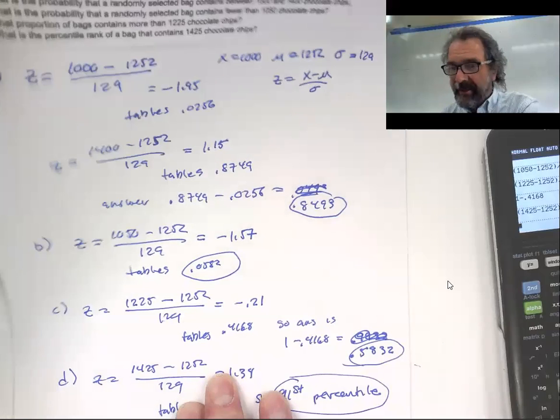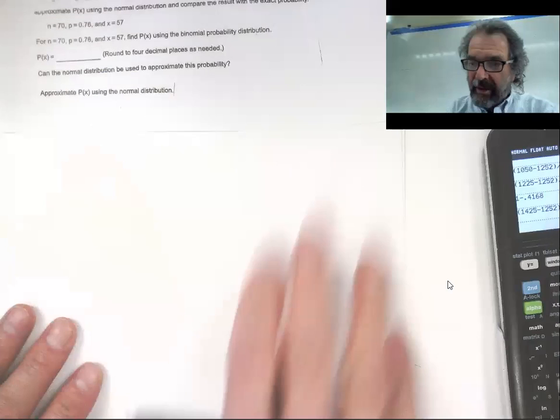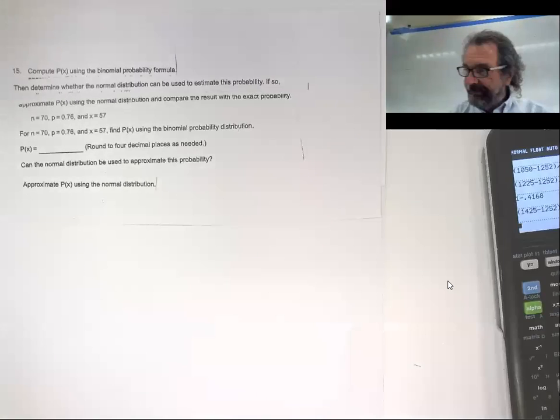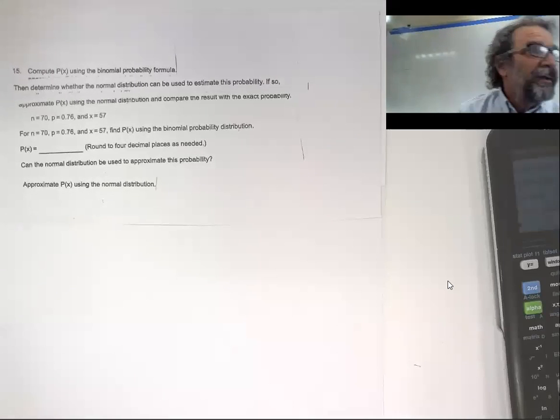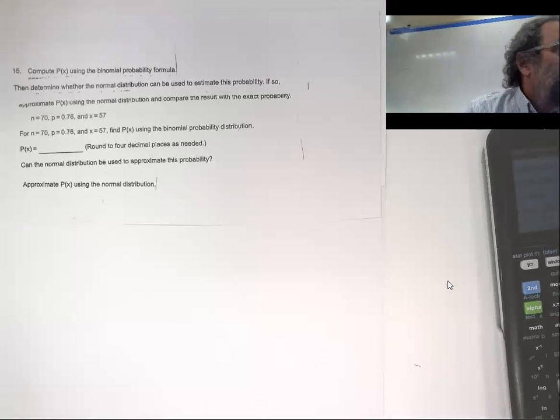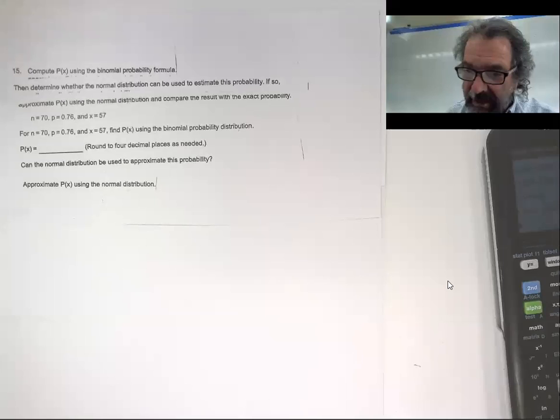Okay. On we go. The next 2 are binomial approximation. So we're using the normal distribution to approximate the binomial. First, it's just given to you. Compute P of X using the binomial formula, then determine whether the normal distribution can be used to estimate this probability. If so, approximate P of X using the normal distribution and compare the result with the exact probability. The situation is N is 70, P is 0.76, and X is 57.